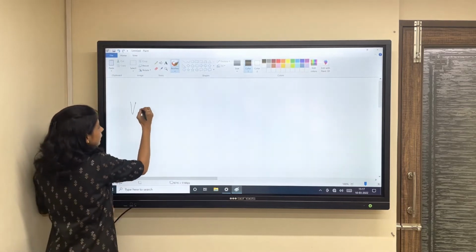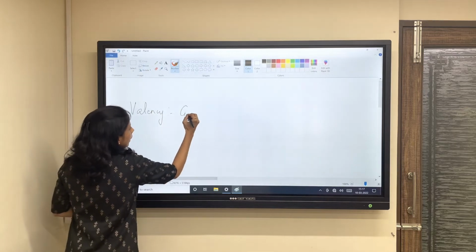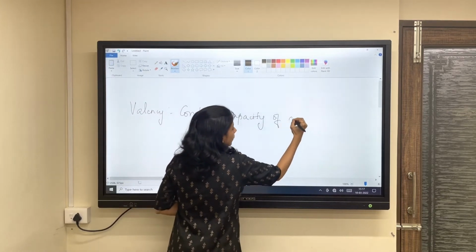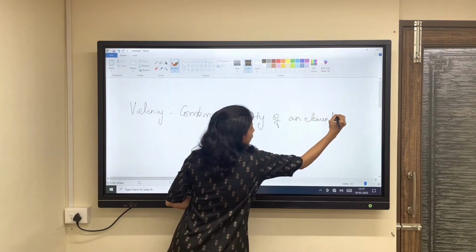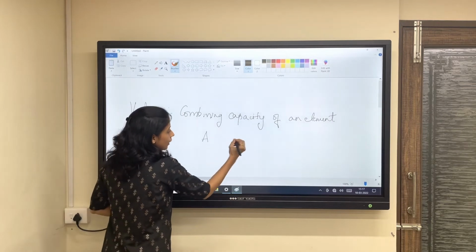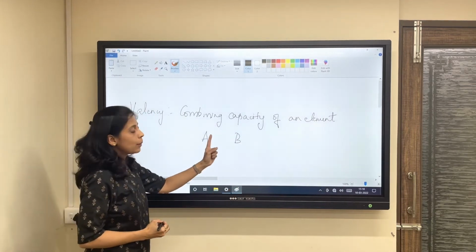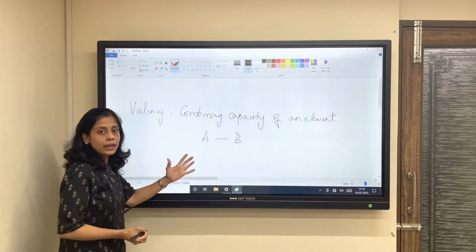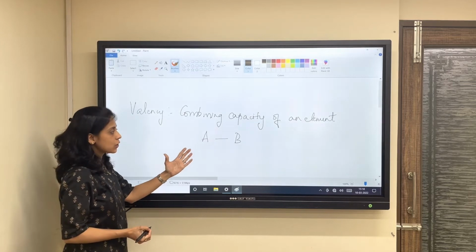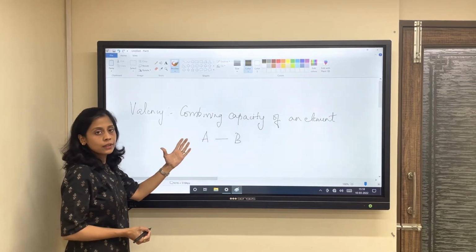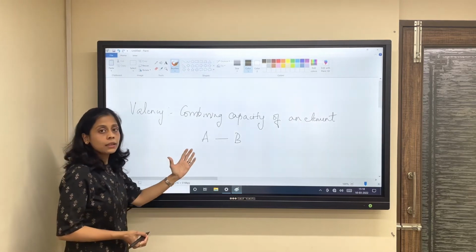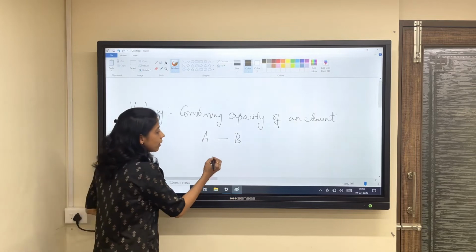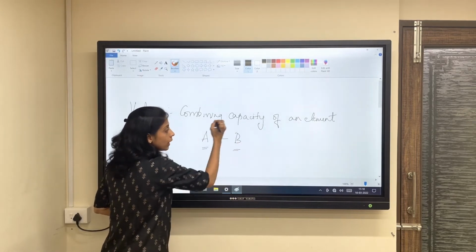Valency of an element is defined as the combining capacity of an element. For example, let's take two elements A and B. When A and B combine with each other, they form a chemical bond between them and form a compound. Now all elements do not have a stable octet configuration, which means they do not have 8 electrons in their valence shell, and therefore they either donate an electron, accept an electron, or share an electron in order to get a stable octet configuration when they form a chemical compound.